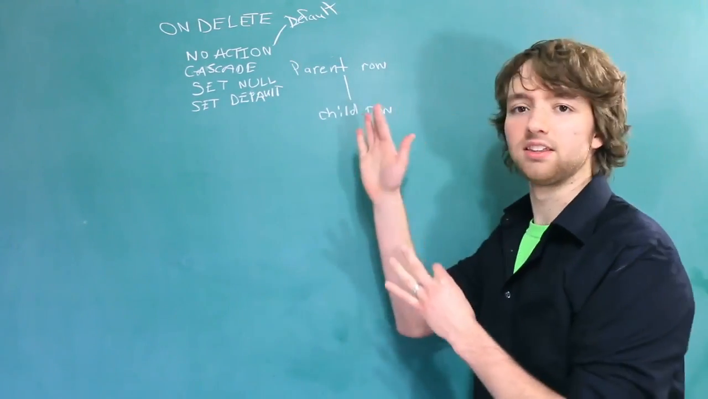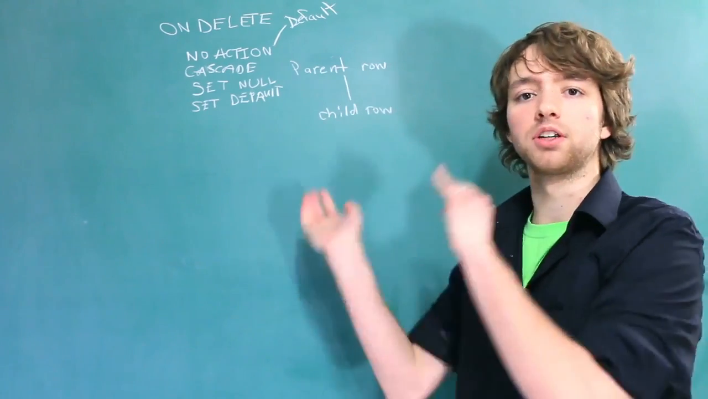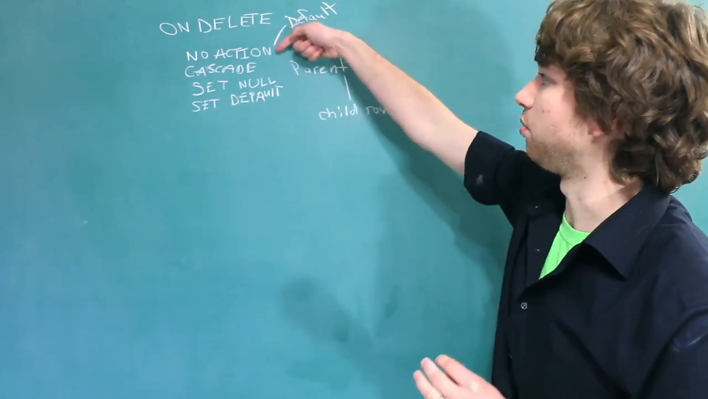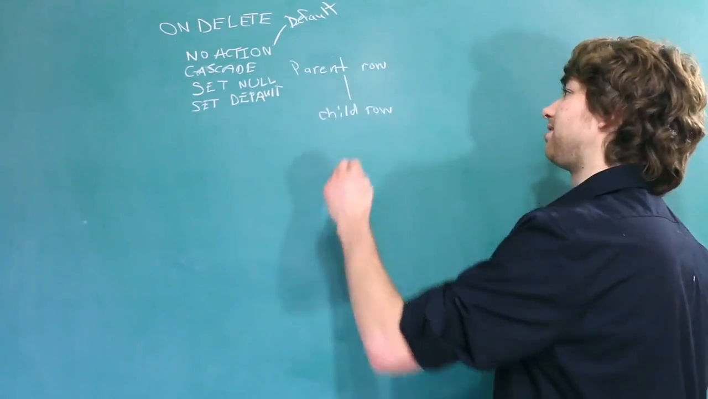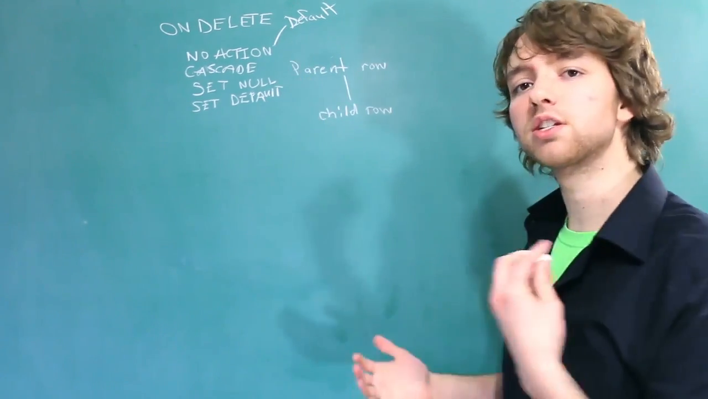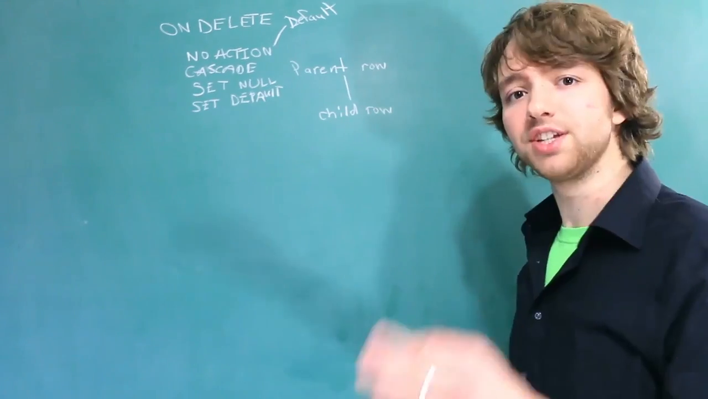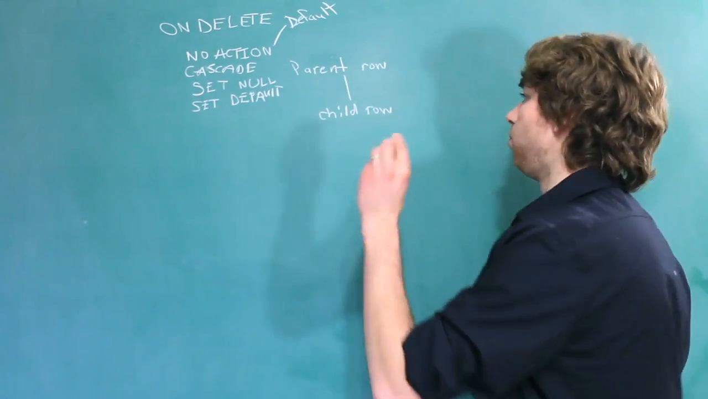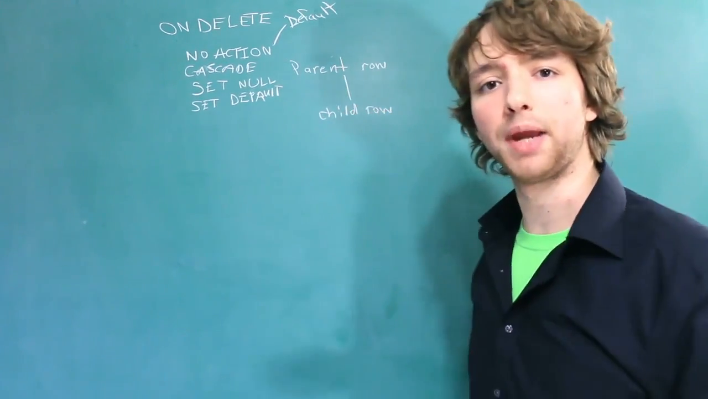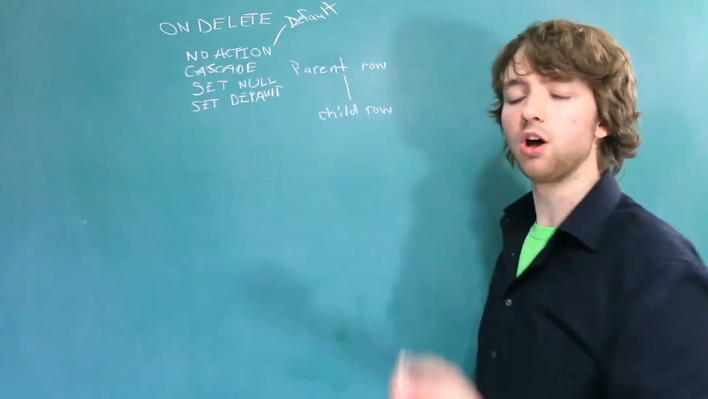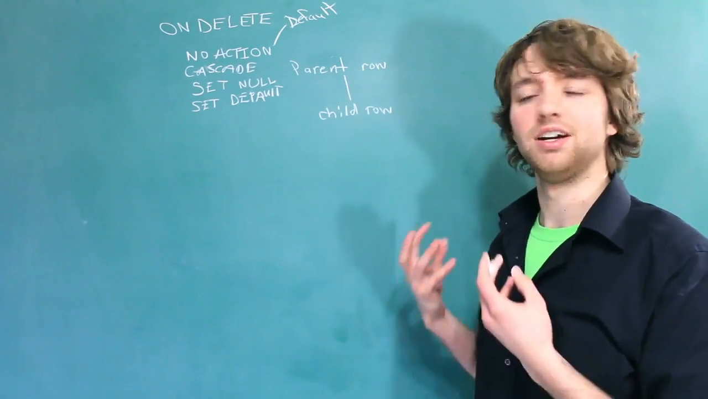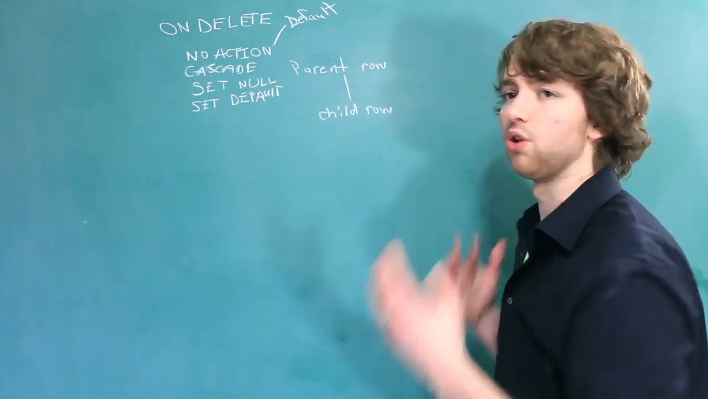So if you don't say anything, and you just say this is a foreign key that references this column, this is the one that's going to be applied. What that means is if you try to delete a parent, it's just going to throw an error and say, you can't do this. Essentially, once a child references a parent, that parent is locked into existence until that child is no longer there.